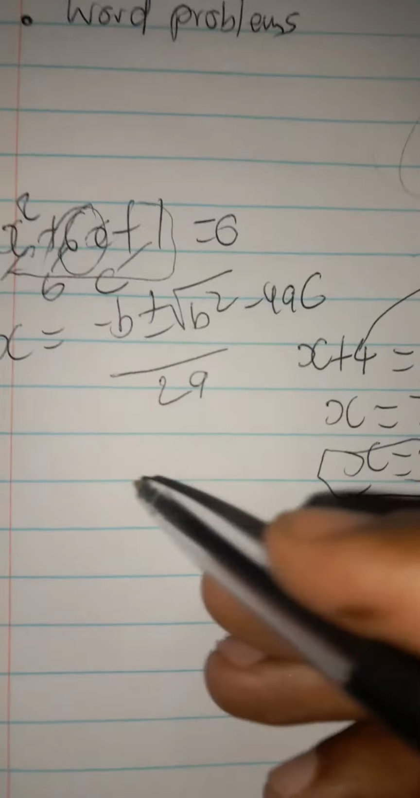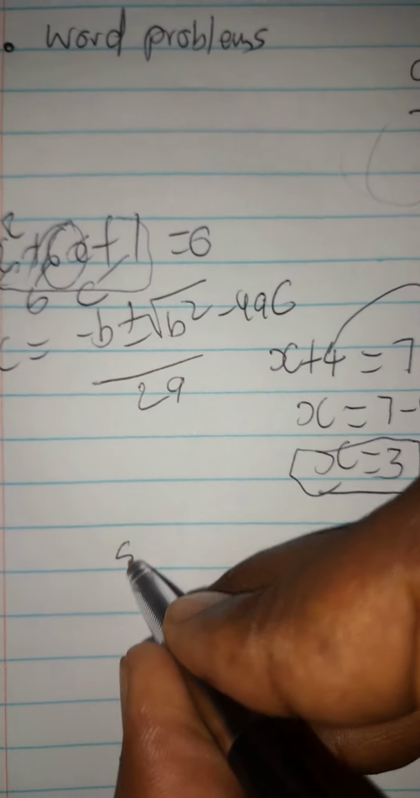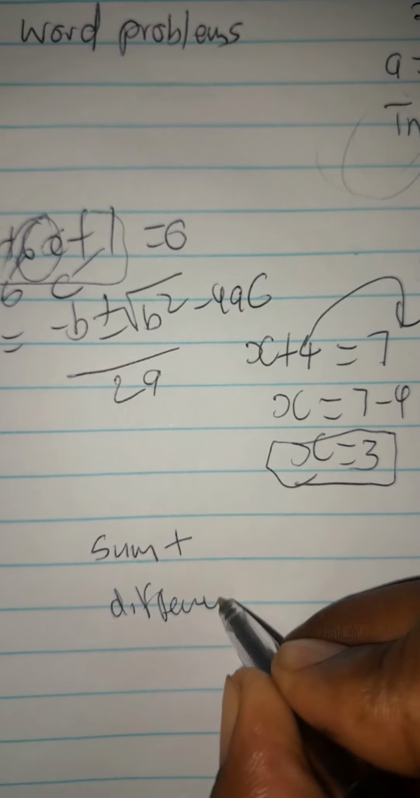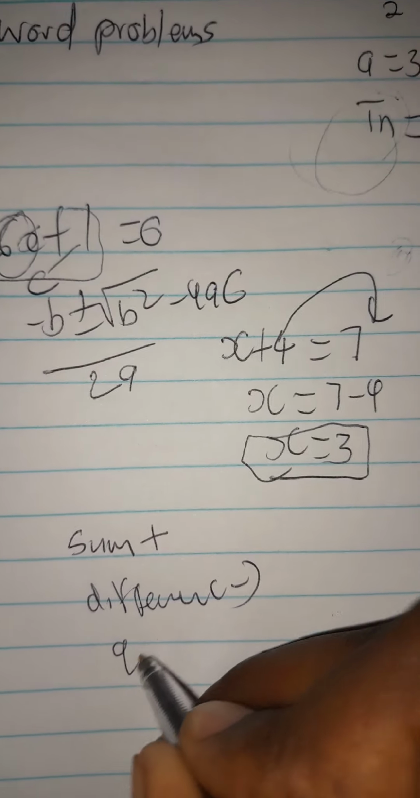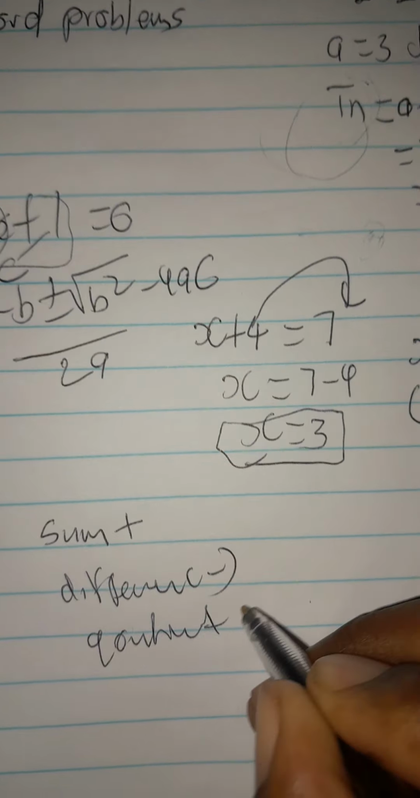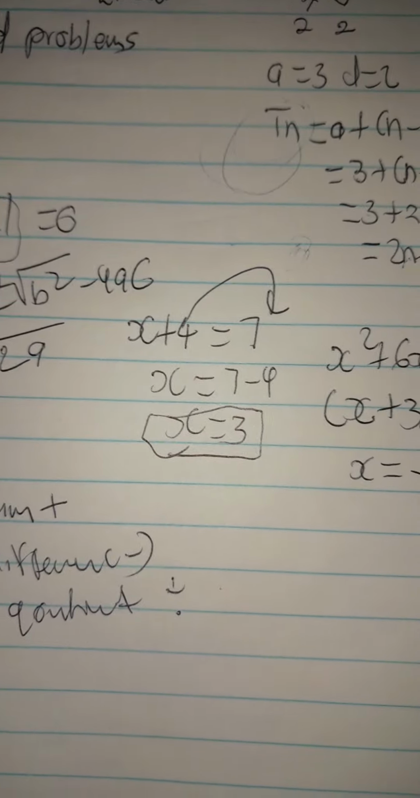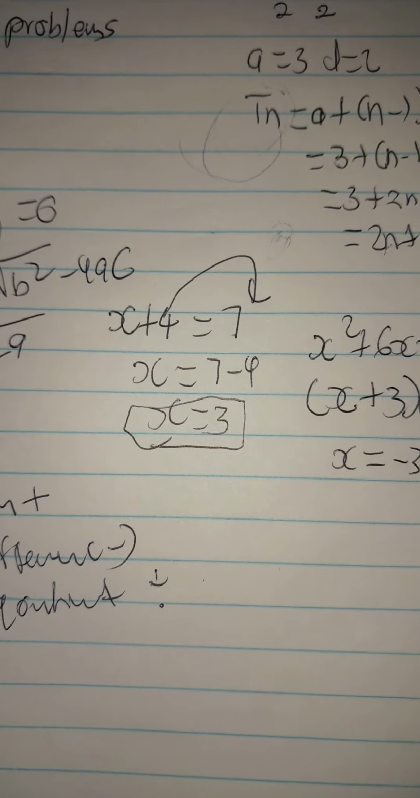So word problems, be very careful. When it comes to word problems, they can use the word sum. When they say sum, you add. Difference, you subtract. Quotient, you divide, right? So they can use those terms to trick you, right?